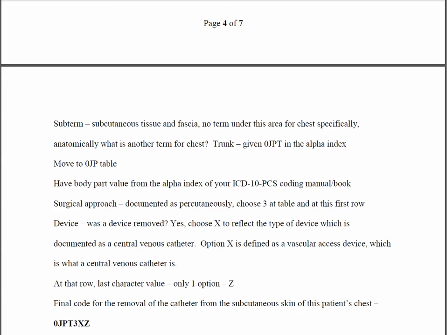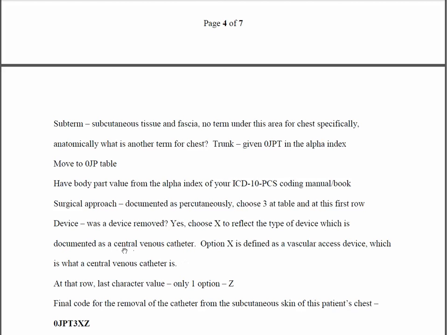Was a device left in the patient? No. Was the device touched or removed by the surgeon? Yes. Then we need to reflect something other than 0. So when we look at our choices, we have to decide or choose what is the type of device.